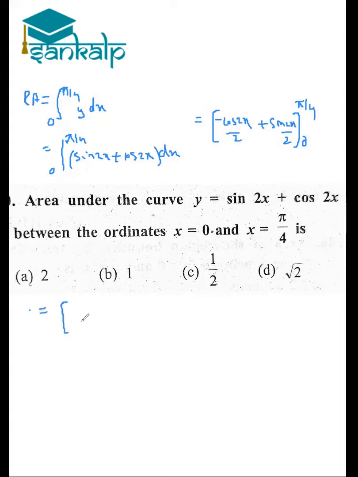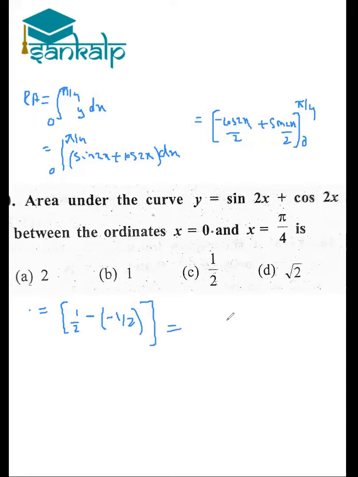Once we substitute the upper limit pi by 4, 2 into pi by 4 will be pi by 2, and the cos pi by 2 value will be 0. Sin pi by 2 value will be 1, so it will be 1 by 2 minus, substitute the lower limit 0. So cos 0 will be equal to 1, so it is minus 1 by 2. So it will be minus of minus 1 by 2, and sin 0 is 0.